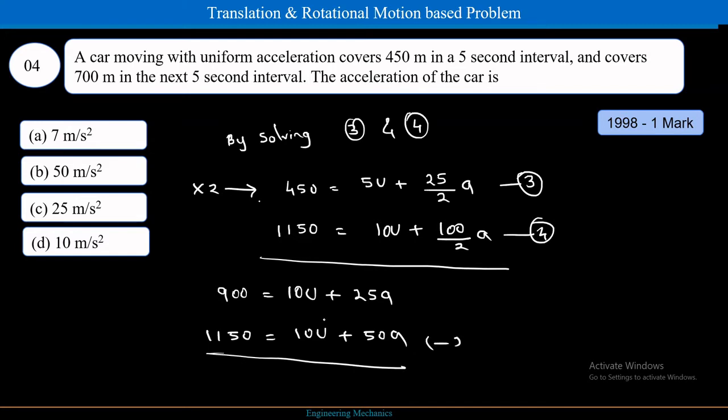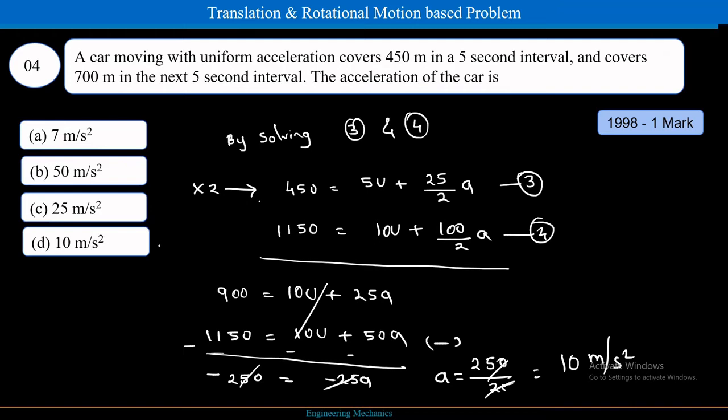By subtracting these 2 equations, I can cancel this and I will get minus 25a, which is equal to minus, it's nothing but 250. Okay, a, which is equal to 250 divided by 25, which is nothing but 10 meter per second square. Our answer is 10 meter per second square. D is our option.